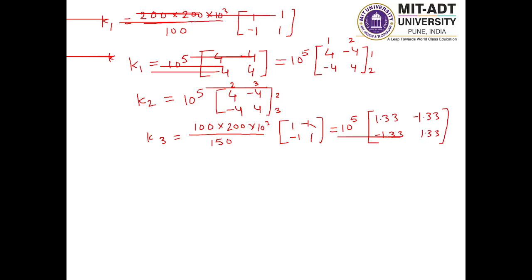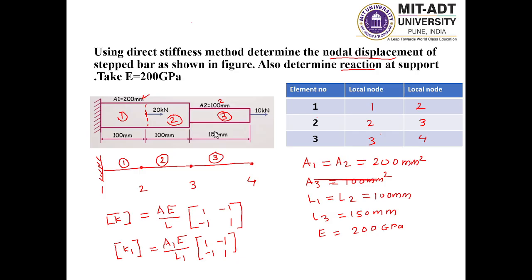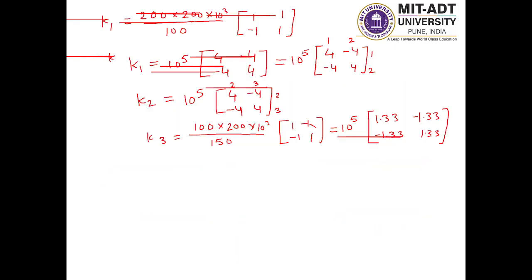As this is element number 3 and this element is in between node 3 and node 4, I have to write here 3 4 column wise as well as row wise. Now finally I have K1, K2, K3, all local stiffness matrices. Now I need to combine these as the K matrix, which is called the global stiffness matrix. I have to define this global stiffness matrix by combining K1 plus K2 plus K3.